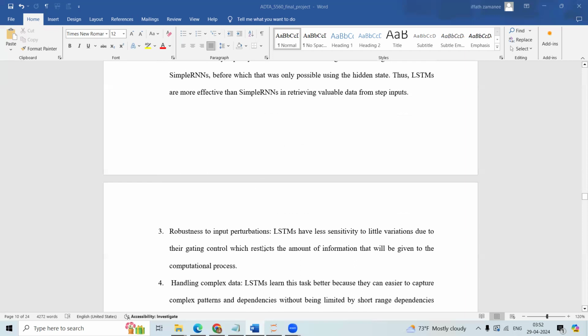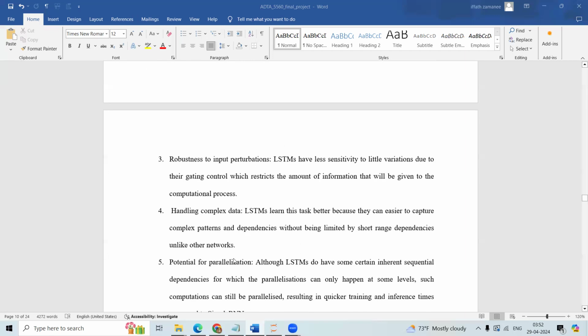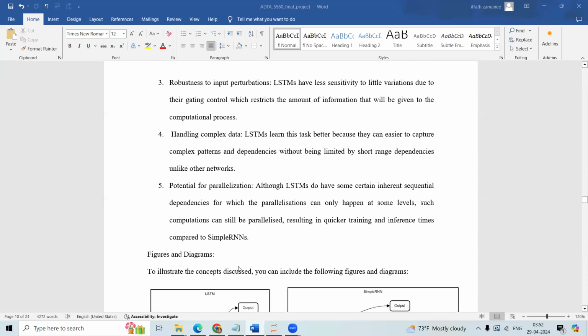and further robustness to input perturbation, handling complex data, and potential for parallelization.